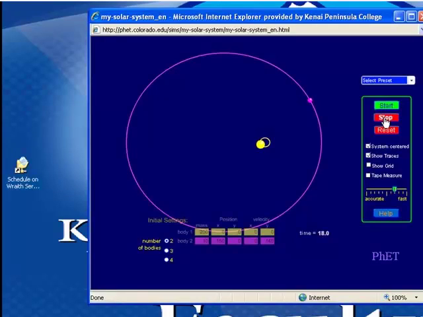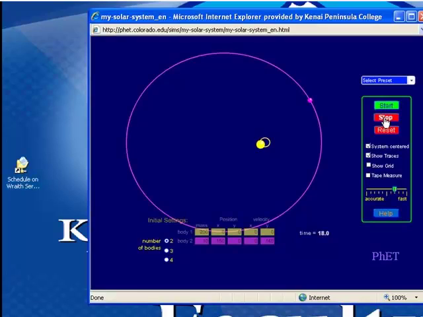Why does the Sun describe an orbit as well? Well, because the two attract each other gravitationally. And so it's not just that one is going to orbit around the other, but the second one is also going to orbit around the first one. So both describe an orbit because of the gravitational attraction between the two.